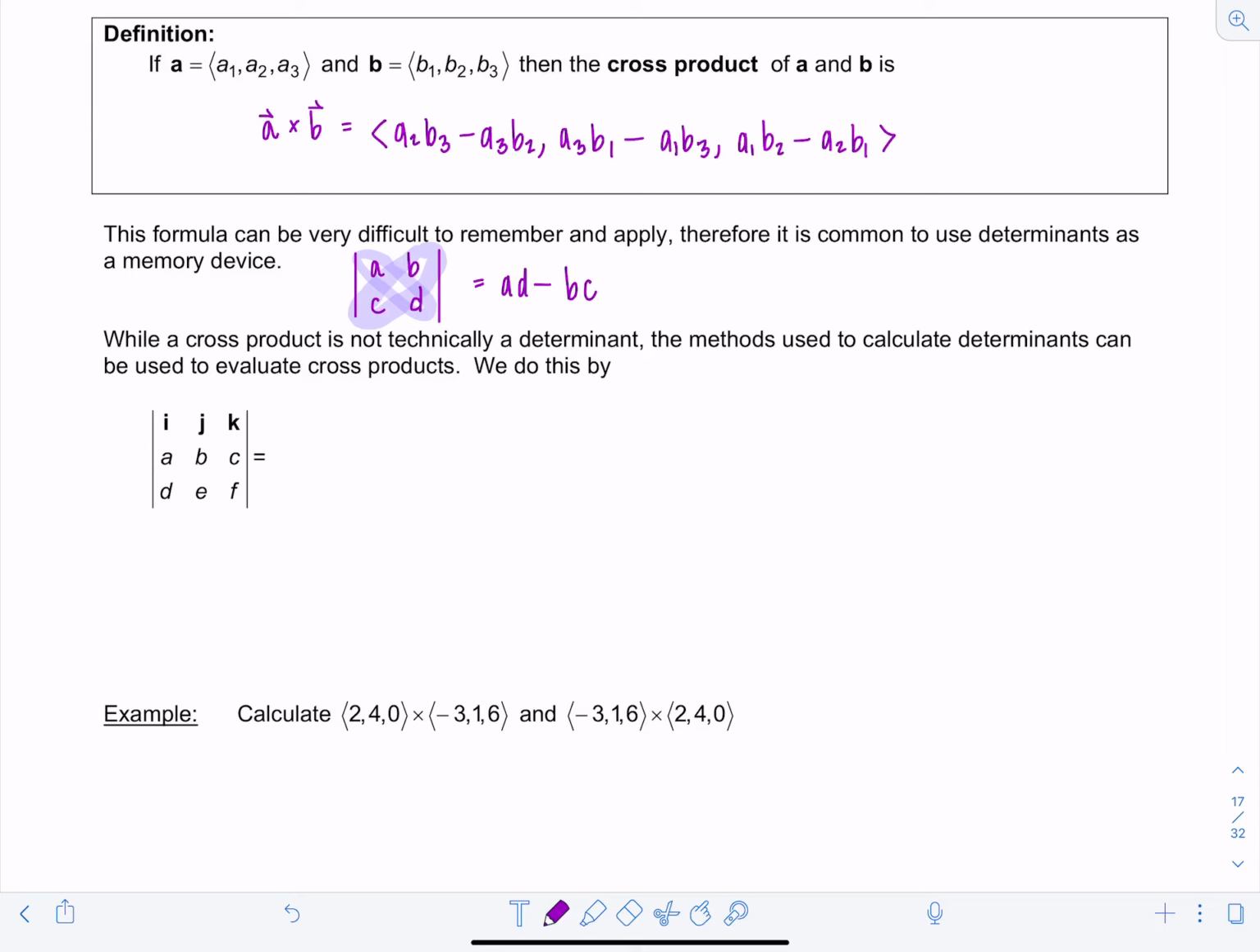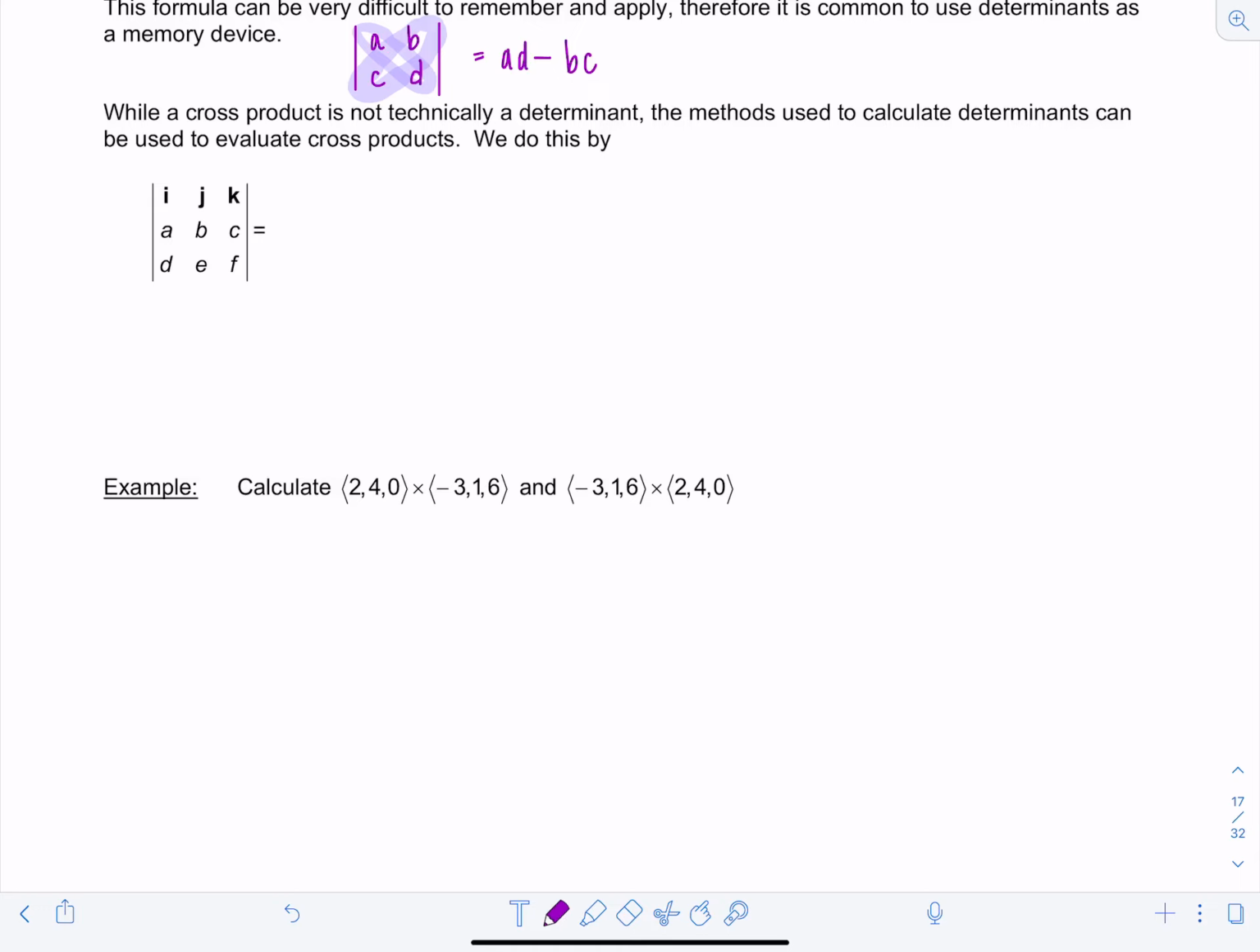Now, as I mentioned a second ago, a cross product is not technically a determinant, but the methods used to calculate determinants can be used to evaluate cross products. And we do this by setting up the following 3 by 3 determinant. The top row, remember our unit vectors, i hat, j hat, and k hat, that's where they go. And then the two vectors whose cross product you want to take: say one of the vectors is a, b, c, and the other vector is d, e, f. If you're taking the cross product of those two vectors, then you stack them in rows 2 and 3 of the matrix, and then you take its determinant.